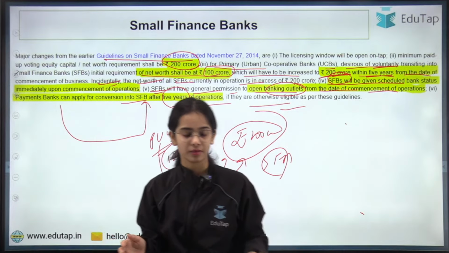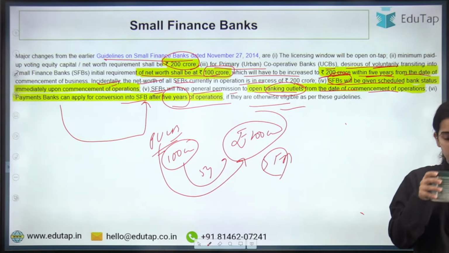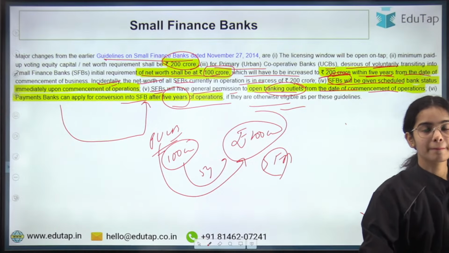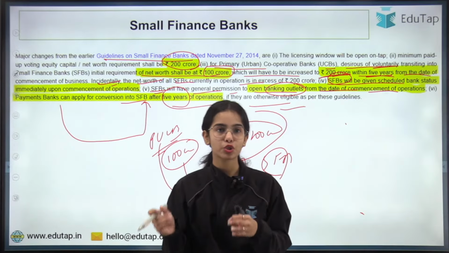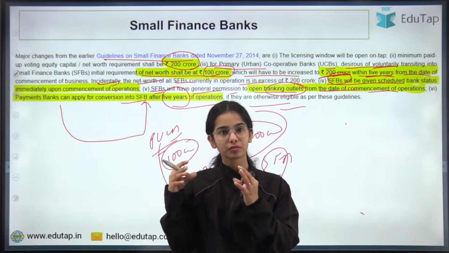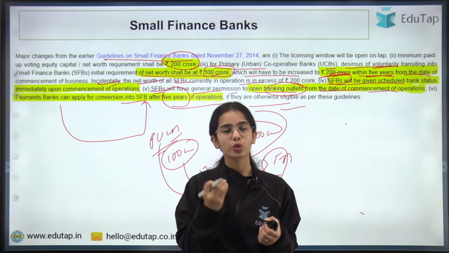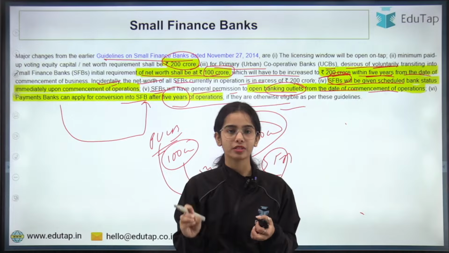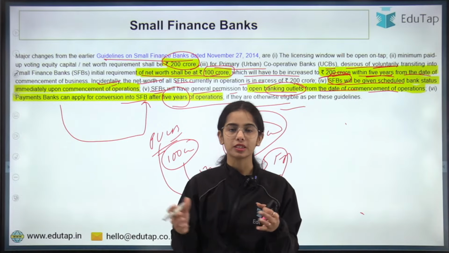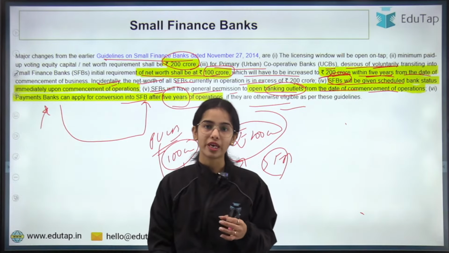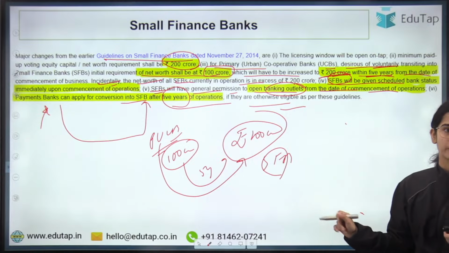Any confusion anyone has? So for small finance banks, the minimum net worth is 200 crores. The primary urban cooperative banks can transition into the small finance bank. In the initial phase, they require 100 crores of net worth that they have to increase to 200 crores within 5 years. The payment bank can also transition into the small finance bank after the payment bank has completed 5 years. Okay, so these are some of the basic ideas regarding the small finance bank. If there is any confusion, kindly ask me.